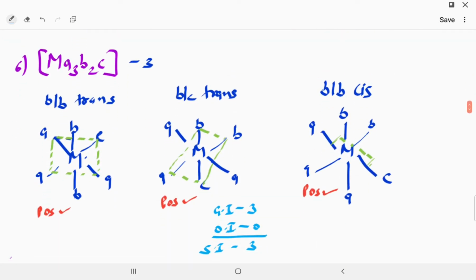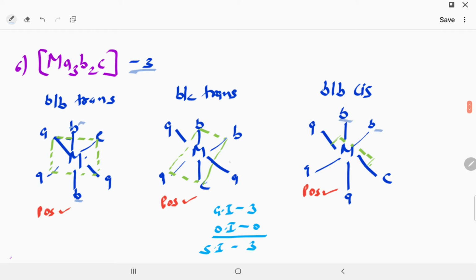Now you are able to see the Ma3B2C case. In this we can say total isomerism is 3. We can take it one by one: BB trans, BC trans and BB cis. Now in this we put BB trans. In this you are able to see this is a B and this is a B. BB trans, BC trans and BB cis.